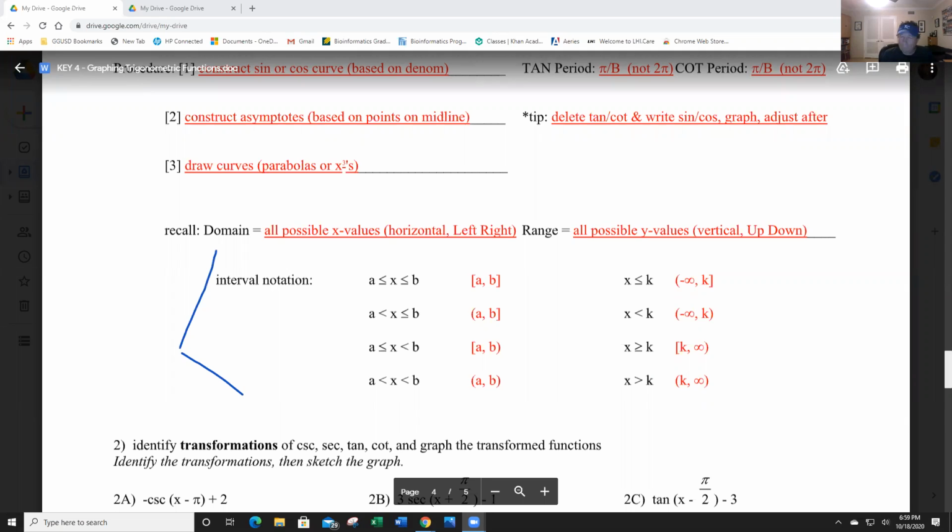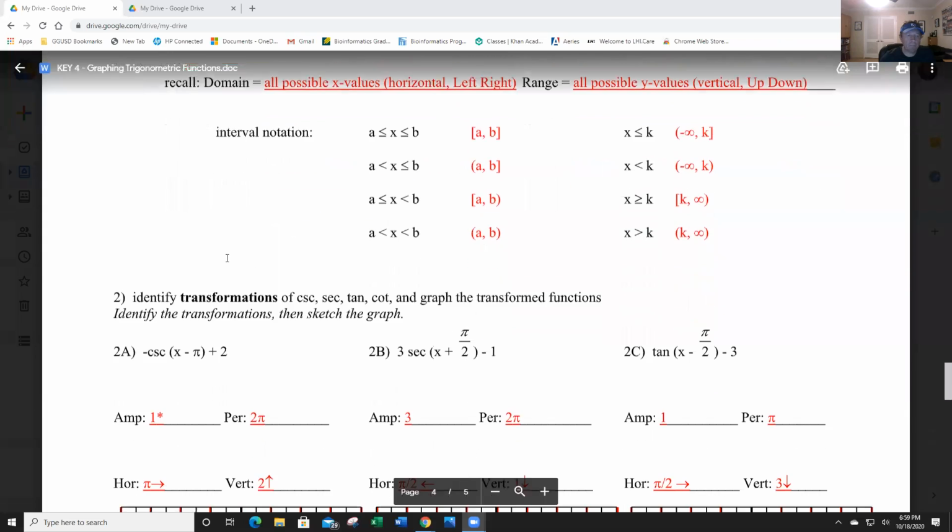But this is something that I probably won't even test on. I'm going to be introducing that in class. It's not worth the time on the video. And again, the goal of the video is to learn how to graph these using my system. Okay, so let's slide down here.